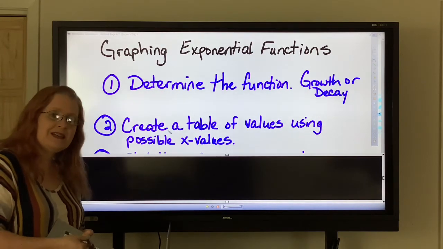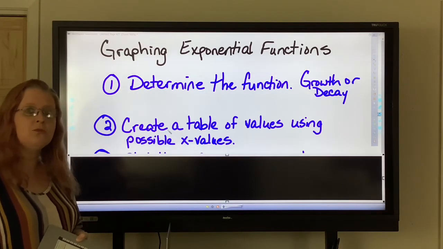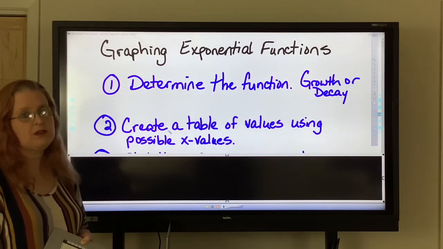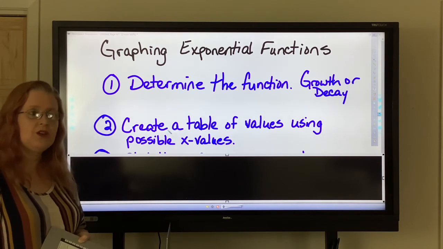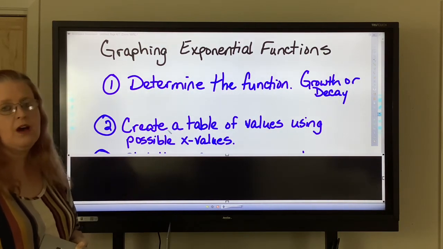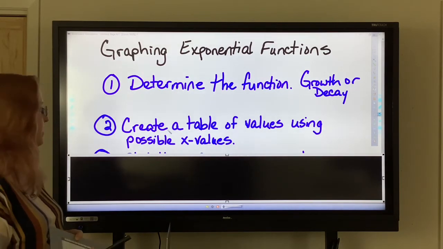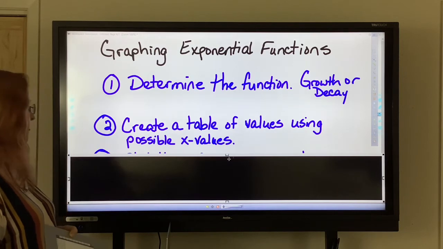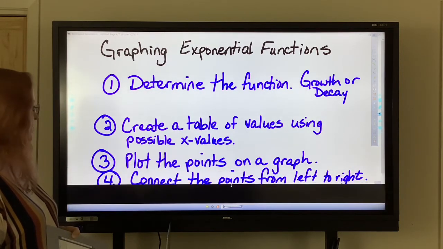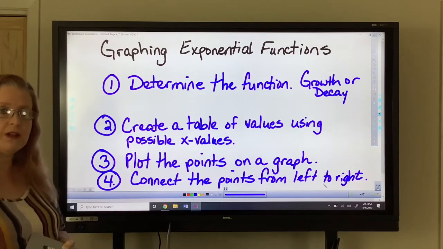Now, the reason I say use your possible x values is if you're looking at a 2-month growth for something, or a month growth of something, you don't want to use 500 as a possible x value unless you're looking that far into the future, but hopefully you're not trying to graph something to the 500th power. And then plot the points on the graph, and then you just connect your points from left to right.